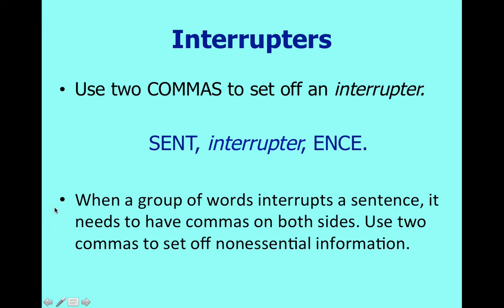And then for an interrupter, you're going to use two commas to set off an interrupter. You'll have the first part of the sentence, a comma, the interrupter, a comma, and then the end of the sentence. When a group of words interrupts a sentence, it needs to have commas on both sides, so you'll use two commas to set off the non-essential information.